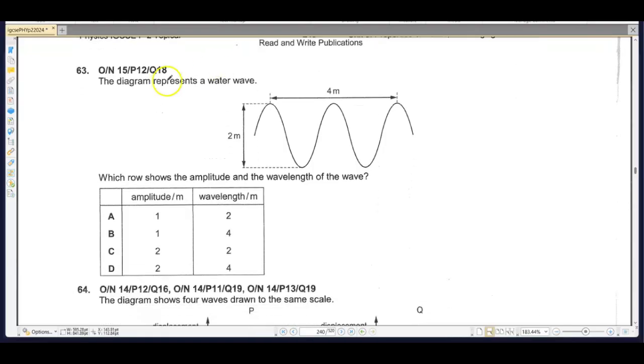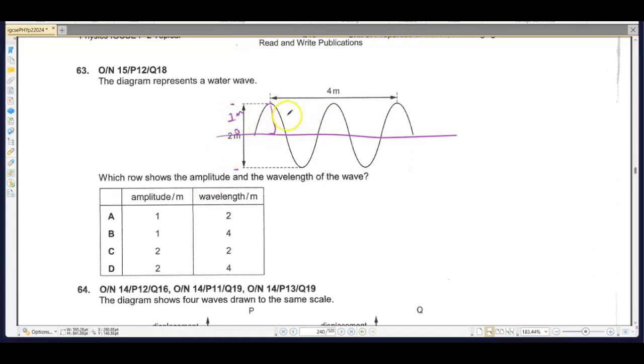Question number 63. The diagram represents a water wave. Which row shows the amplitude and the wavelength of the wave? This is going to be approximately the mean position of the wave. So all of this is 2 meters. So one is going to be here and one is going to be here. So this is going to be 0. So the amplitude of the wave basically is 1 meter.